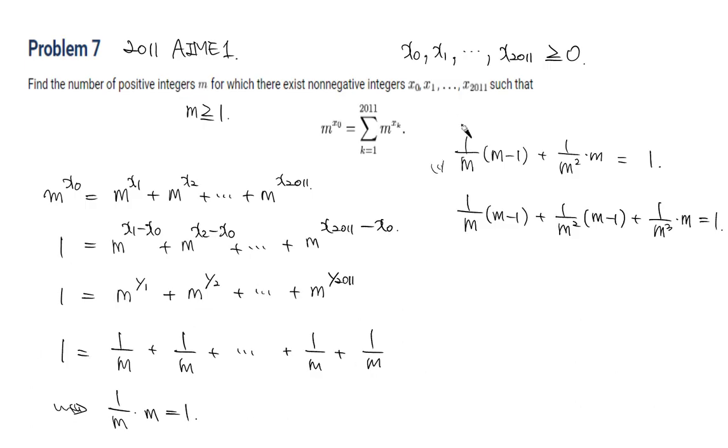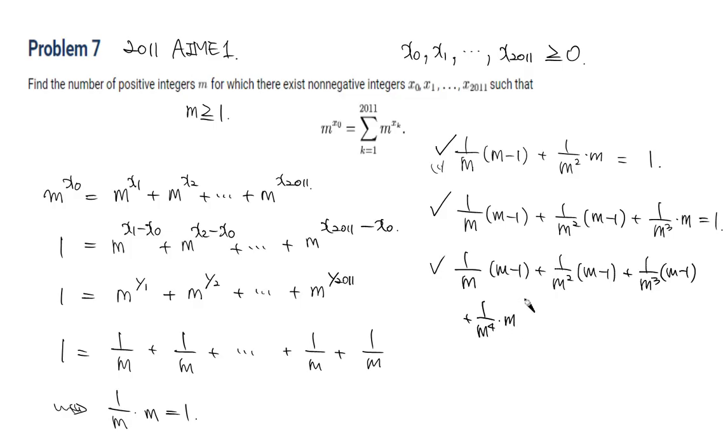Like we've been analyzing some kind of expressions. We get 1 over m times m minus 1, plus 1 over m squared times m minus 1, plus 1 over m cubed times m minus 1, plus 1 over m to the power of 4 times m, still borrowing from the last term. We still have 1. So maybe you can change the first term, because we want to set up certain expressions related to m and a certain number. So we may actually argue that this is still true.